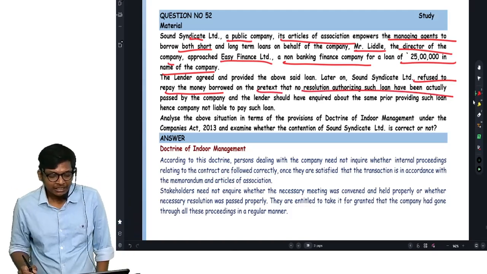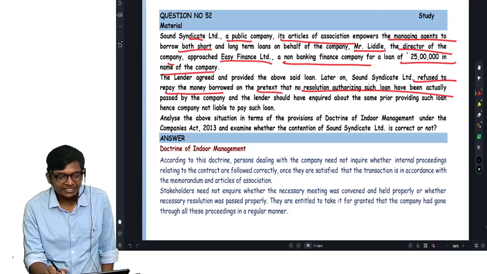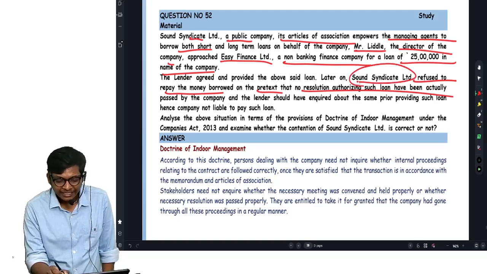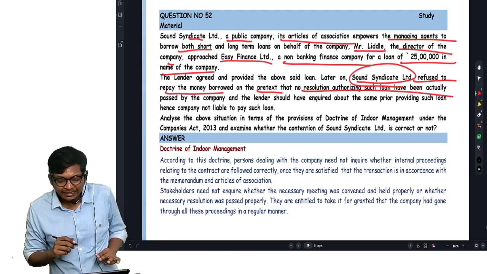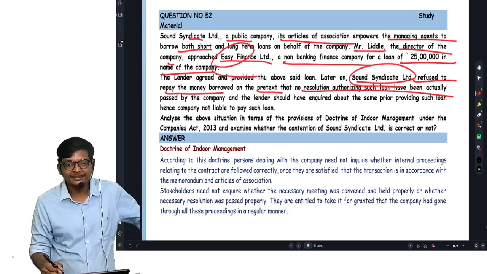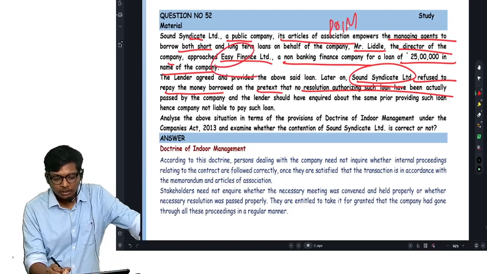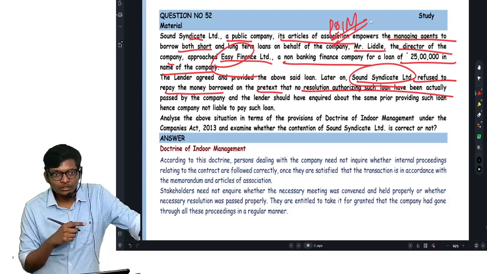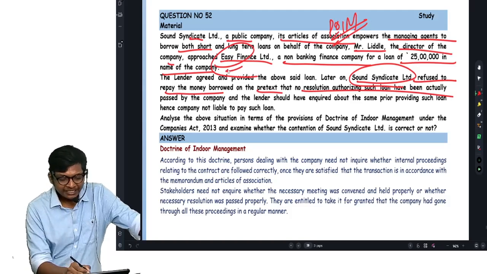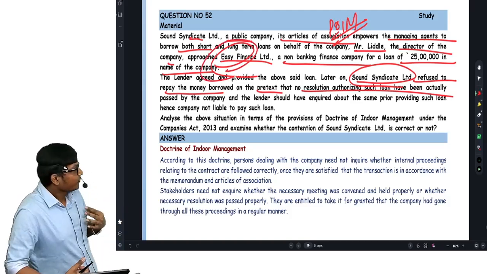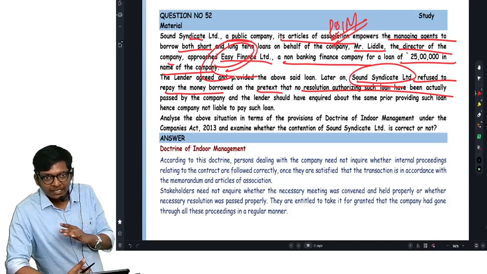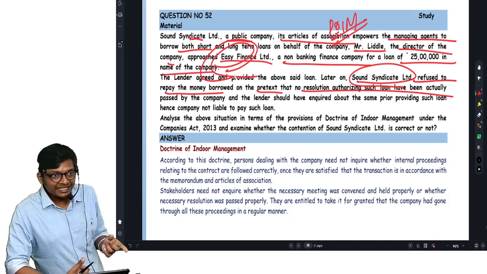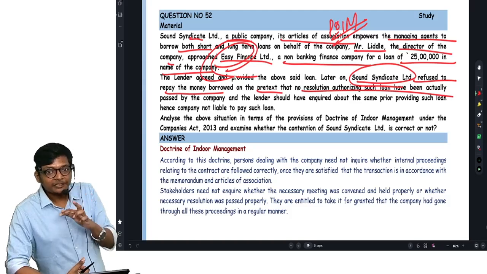Same concept. Can the company refuse, guys? Can Sound Syndicate refuse? No, they have to pay, because what happens internally is not a matter for the third party, Easy Finance. Doctrine of indoor management. Who's the third party here? Easy Finance. If Easy Finance has a doubt whether the resolution was passed or not, then the exception will come. Suspicion of transaction.